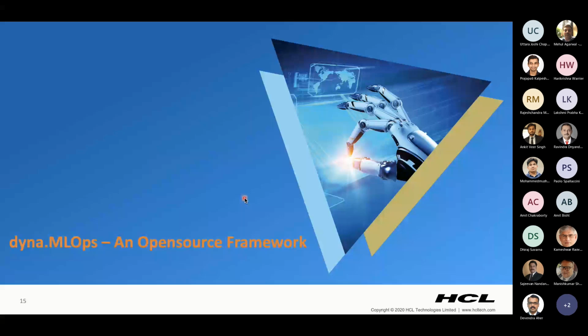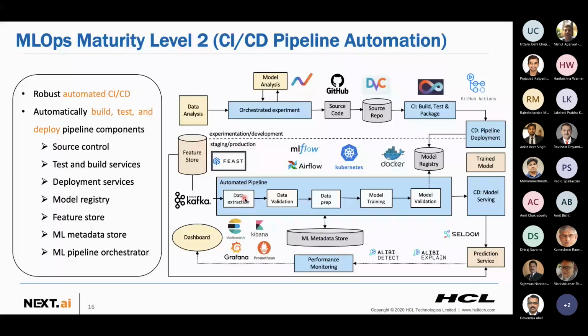Yeah, so now I'll talk more about the architecture of the Dyna.MLOps framework that we have implemented. And I'll discuss each of the tools that we have used in the complete framework stack. On a high level, this is the complete architecture. The top stage is the experimentation or development stage. This line separates these two stages. The bottom portion is relevant to a staging or production kind of environment.